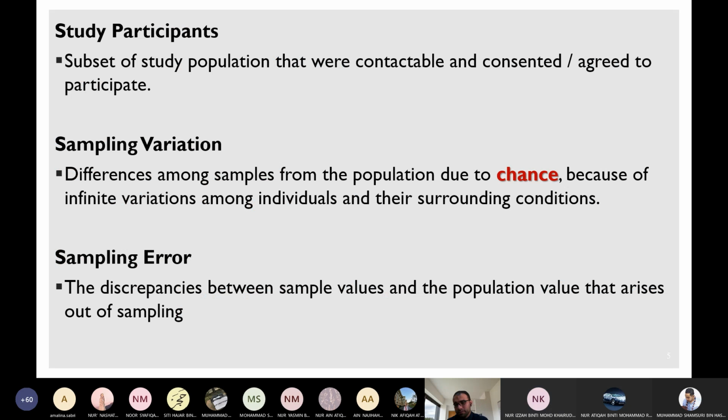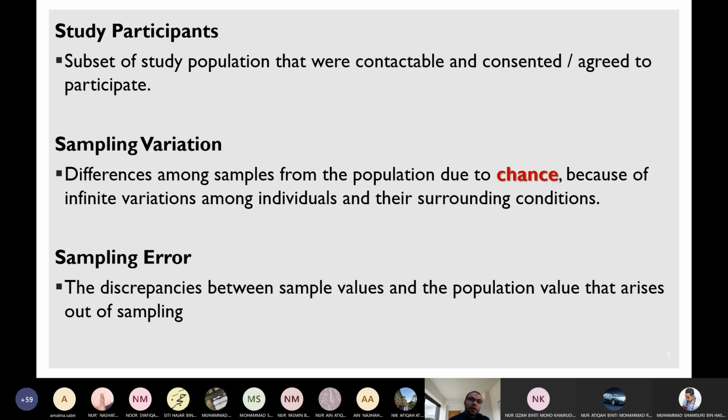The study participants, of course, will be among the sample. We have certain participants that we finally contact, and they consent and agree to participate in our study. And of course, most of the time, brothers and sisters, even if we follow an excellent sampling technique, there is still a possibility of variation among the sample or the participants in terms of their responses, the parameter actually assessed in each and every study participant.